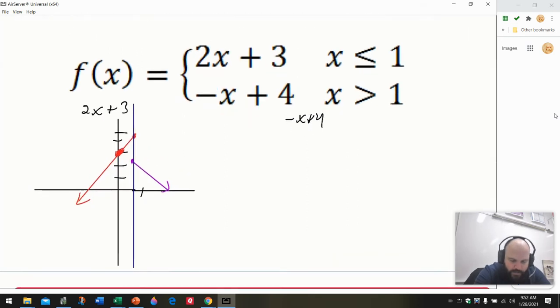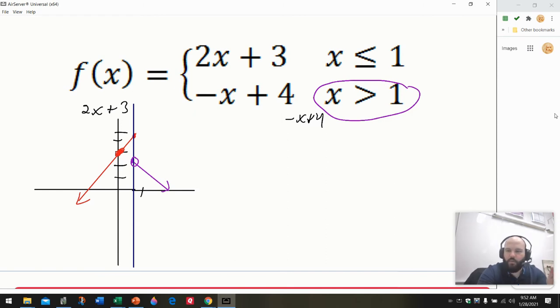Now, the last thing to notice is the purple part, this purple part, which is this. The dot should be an open dot. So I'm going to go ahead and put an open dot right there, and I'm going to leave the red one as a closed dot. And so that's what we did.